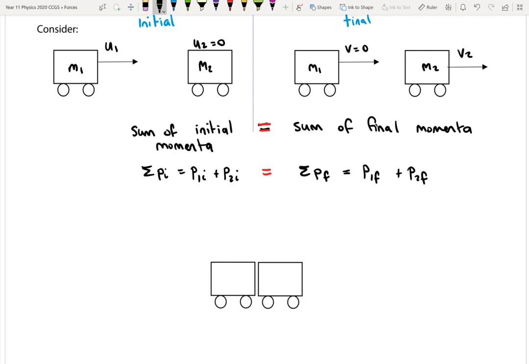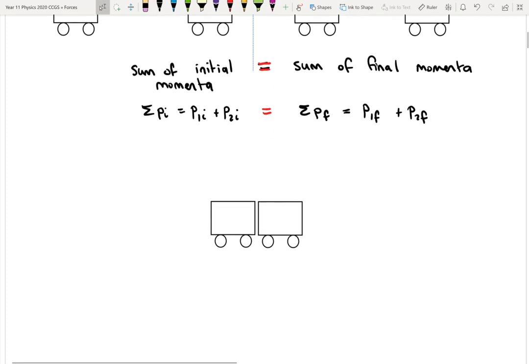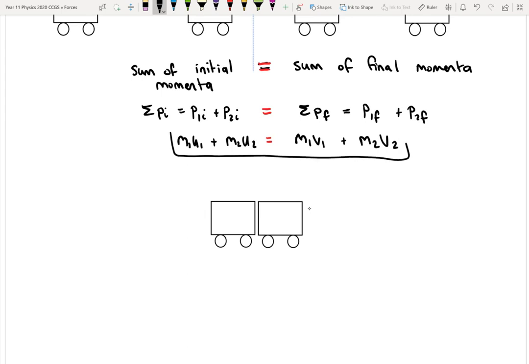From this, we could say, instead of writing P, I'm going to write mv, but I'm going to use all of the correct notation. So P1 initial is going to be M1 u1 plus M2 u2. That is going to equal M1 v1 plus M2 v2. Now we haven't really proven anything here, but we've got a really nice equation, and this is always conserved. It's a fundamental law that the momentum before equals the momentum after.